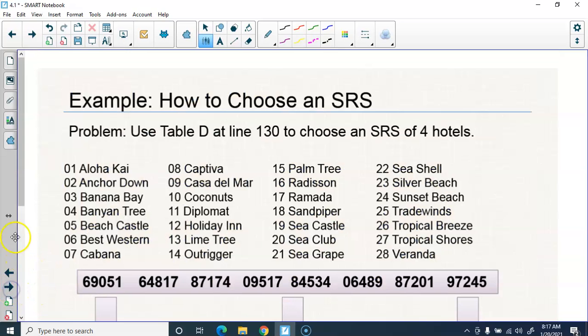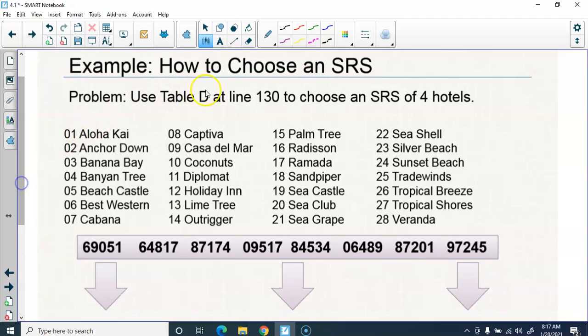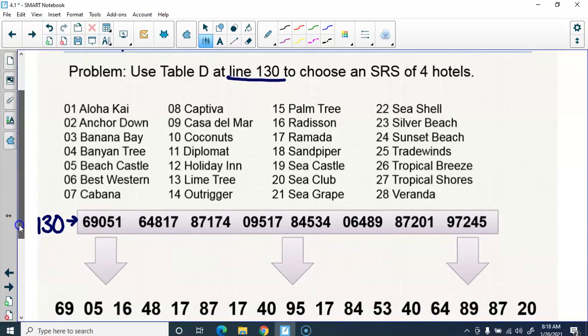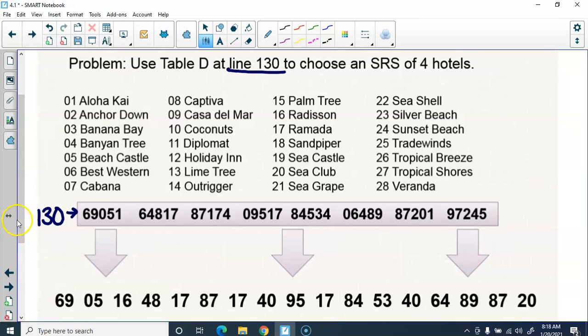So let's look at a row. This is line 130 in Table D. Table D can be found in the back of our textbook. And we have all of these different hotels in Hawaii, it looks like. What we want to do is we gave every single hotel a number label from 1 to 28 because there are 28 total options, and we want to choose a simple random sample of 4. So what we're looking at is line 130 in Table D. You can start on any line if it doesn't tell you to start at a specific line. And we want to look at this in groups of 2.